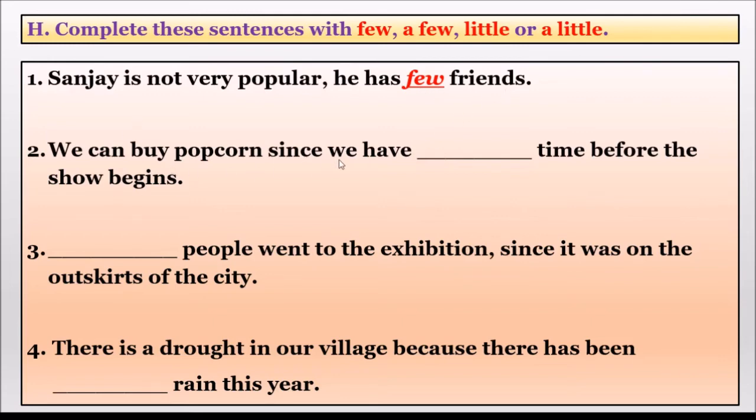We can buy popcorn since we have dash time before the show begins. We can buy popcorn since we have little time or a little time. We are going to specify the time here, so we will use a little. We can buy popcorn since we have a little time before the show begins. The amount of time you're talking about here, so we will use a little. Okay.